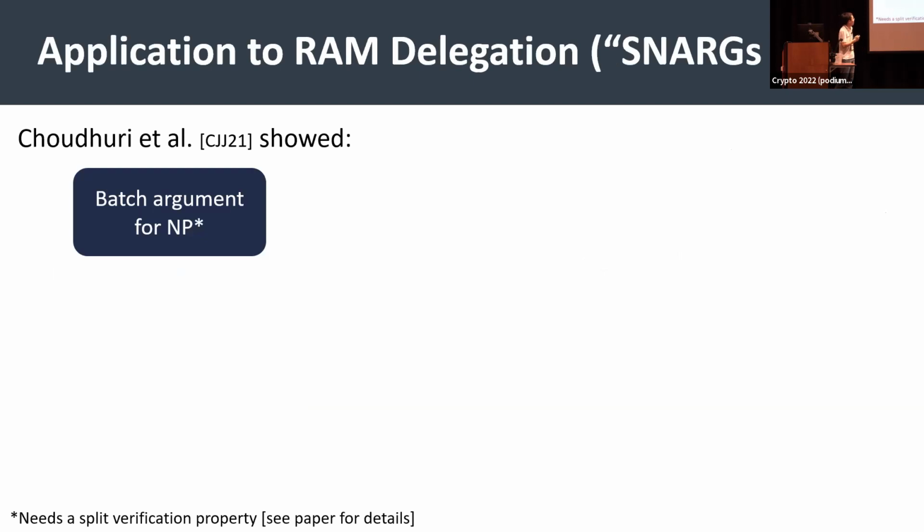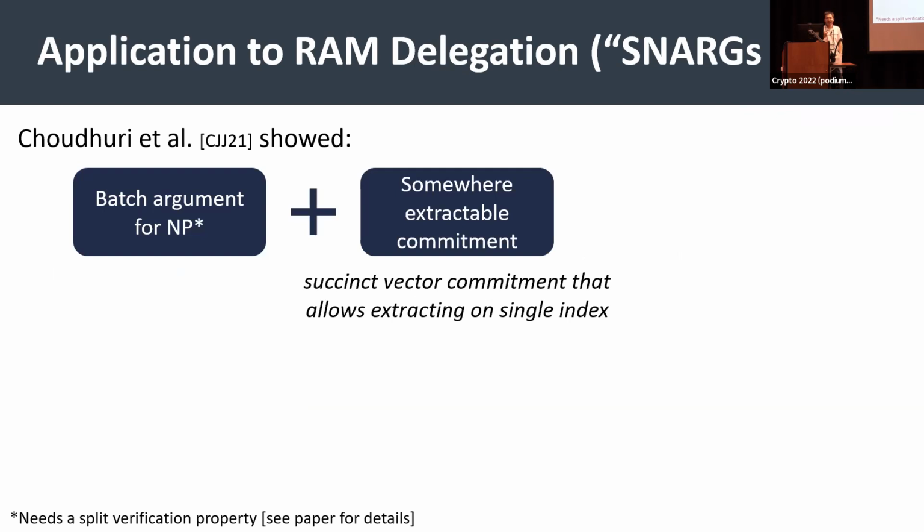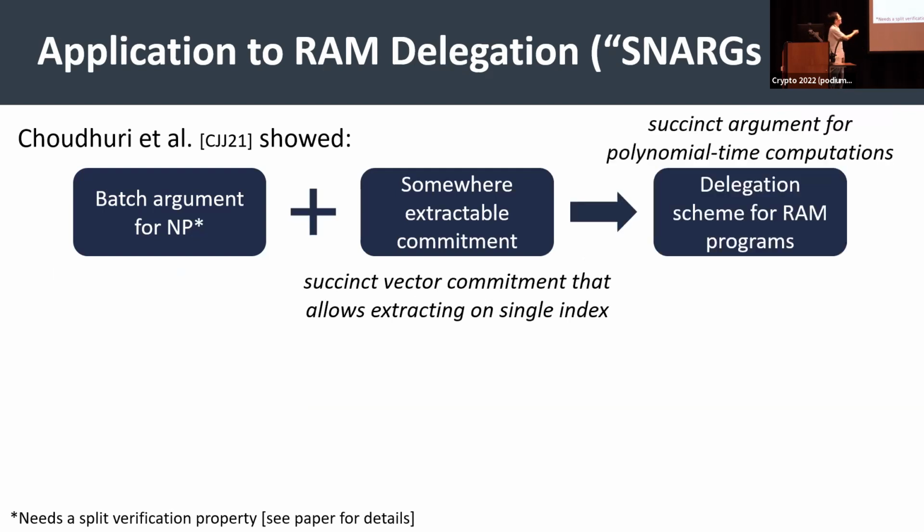Finally, once we have a new batch argument for NP, we can use it to get a succinct argument, or SNARG, for P, otherwise called a RAM delegation scheme. This essentially is just by plugging everything into the previous compiler by Choudhuri, Jain, and Jin. Just to recall, in their compiler, they show how to start from a batch argument for NP. In conjunction with a somewhere extractable commitment, this can be used to obtain a delegation scheme for RAM programs.